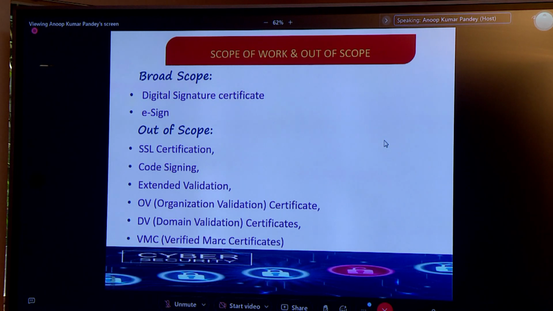we have defined scope for Verasys, and for Verasys, the first audit we conducted against WebTrust, the scope decided was for digital signatures and also eSign. The rest of the areas we have not covered, and in due course I think we are going to cover the SSL certification audit also sometime in the months of January, February, when they go for SSL certification.